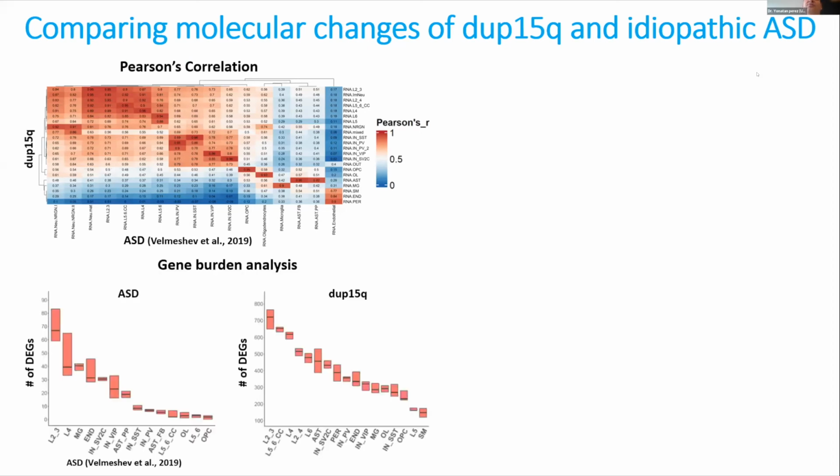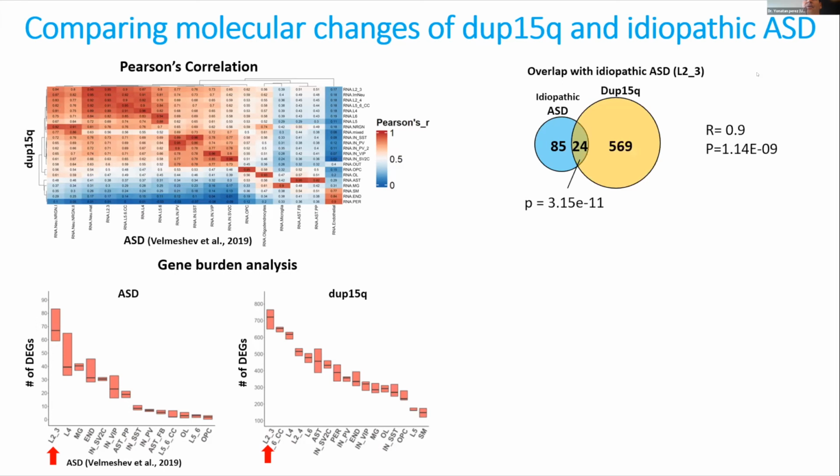Then we wanted to ask whether there's a specific cell type that is more vulnerable in these two forms of autism. We performed gene burden analysis and found that, again, upper layers in both idiopathic autism and duplication 15q seem to be preferentially affected, which highlights this cell type as likely associated with the autistic phenotype. Not only are these upper layers preferentially affected in both forms of autism, they also share a very high degree of gene expression overlap, as can be seen in the Venn diagram on the top.